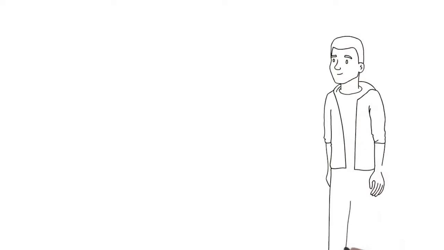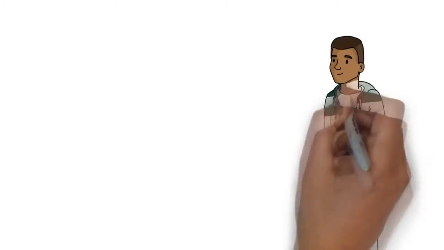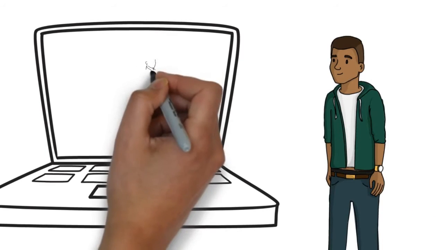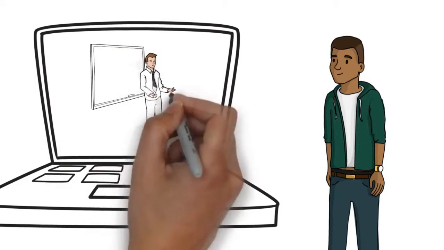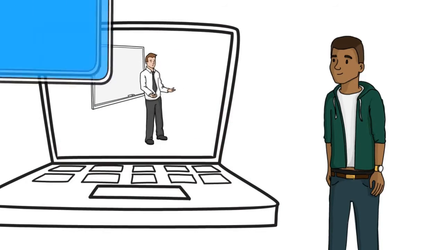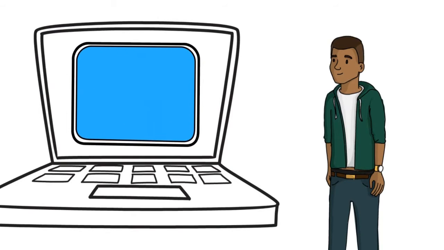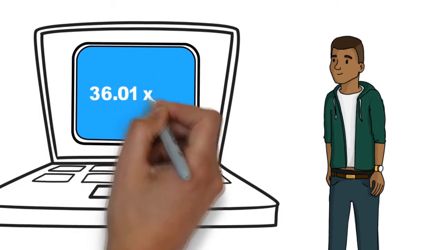Imagine that a student has just completed a lesson on multiplying decimals. In the lesson, the instructor has carefully gone through the principles and the concepts on how to multiply decimals. Now the student is presented with a problem to test their understanding of the concept. In this case, the problem is 36.01 times 0.2.